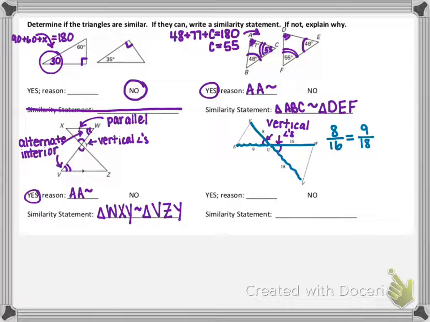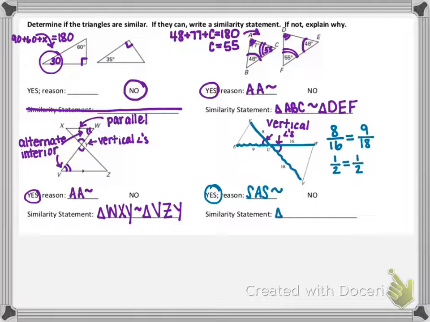So if we go through and simplify those, 8 goes into both 8 and 16, so I get 1/2. 9 goes into both 9 and 18, and when I simplify, I get 1/2. So, are they similar? Yes. I have two sets of sides proportional and the angle in between them. So, two sets of sides with the angle in between, side-angle-side similarity.